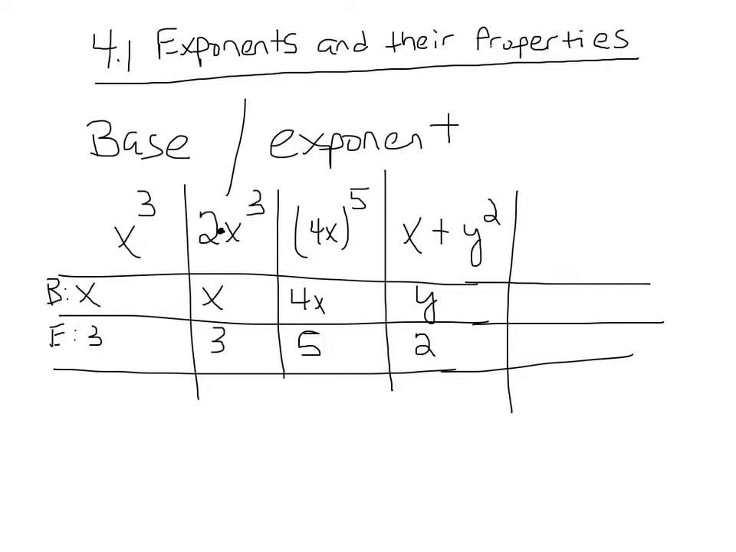But if we do this with parentheses, (2x plus 3y) to the 4th, with parentheses, well, then the base is 2x plus 3y, and the exponent is 4. So knowing the difference between the base and the exponent, paying close attention to parentheses, super important in this section. Now, on to some properties.